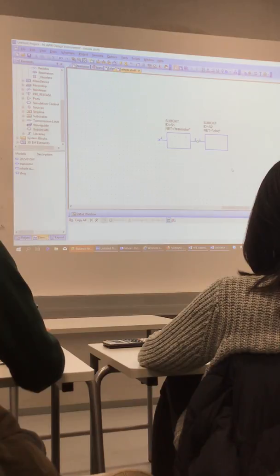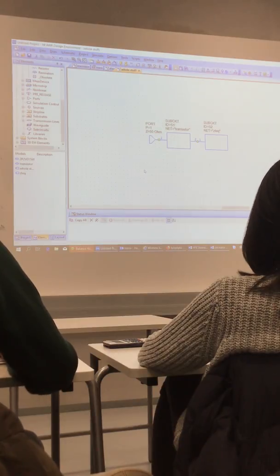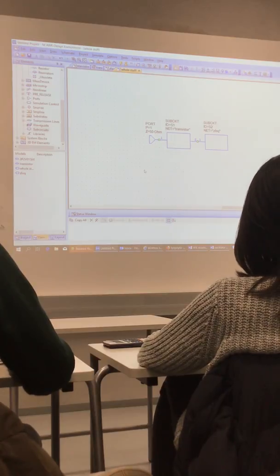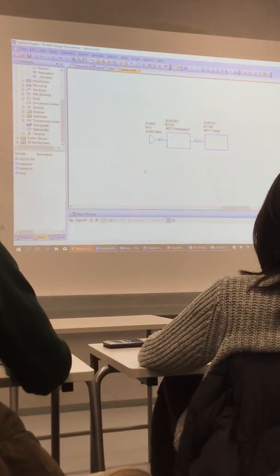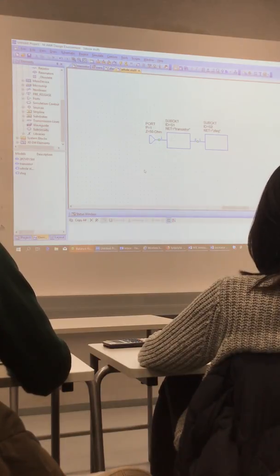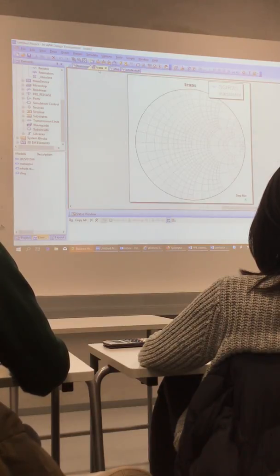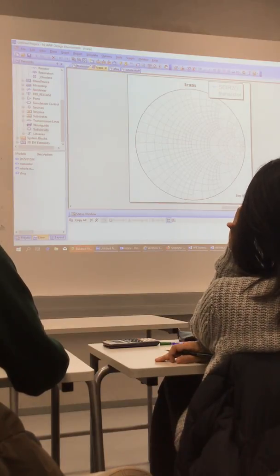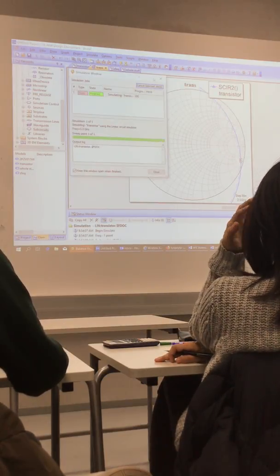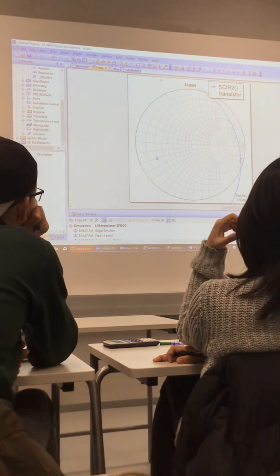And then I'll add one port to this one. You probably understand that now this is the transistor followed by the load, or the Z-freg component. Now to my Smith chart. What happened? Yeah, it's still there, no problem. I was a bit worried.